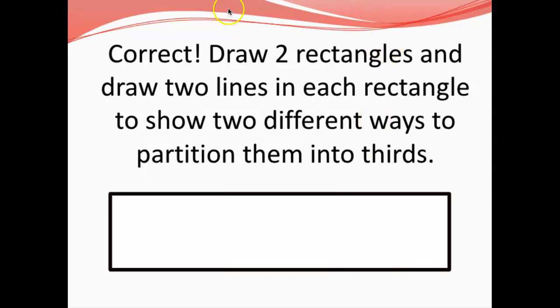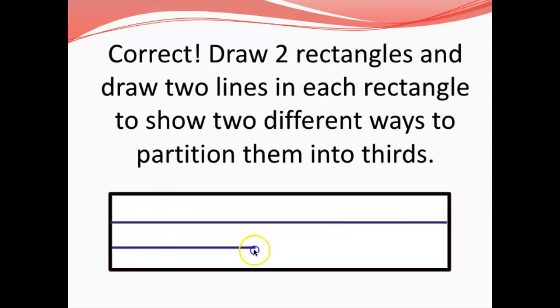Another way to partition your rectangle into thirds would be to go this way. 1, 2. So whenever you're partitioning rectangles into 3 parts, you draw 2 lines. So then you'll have 1 part, 2 parts, 3 parts. So go ahead and try those 2 different ways to partition your rectangle now.